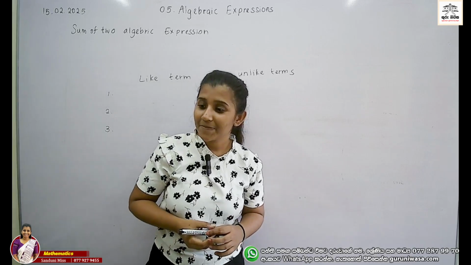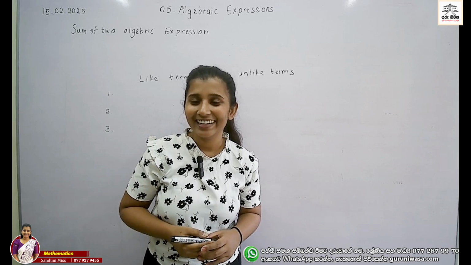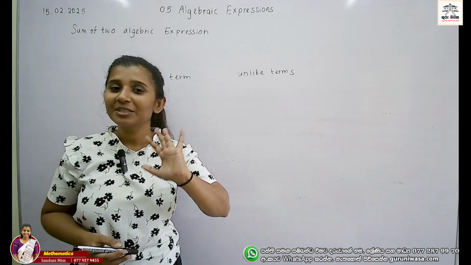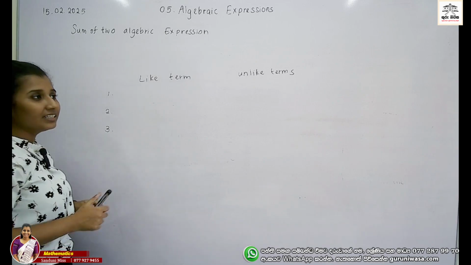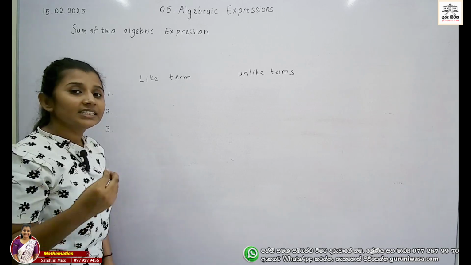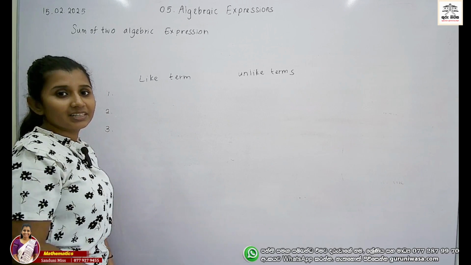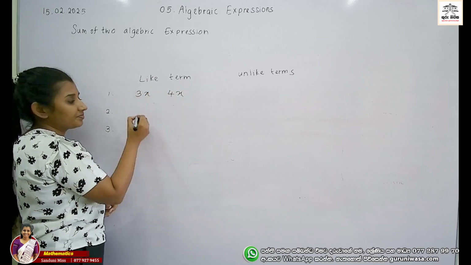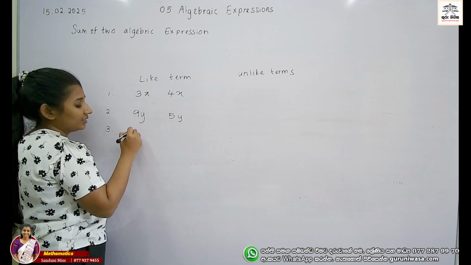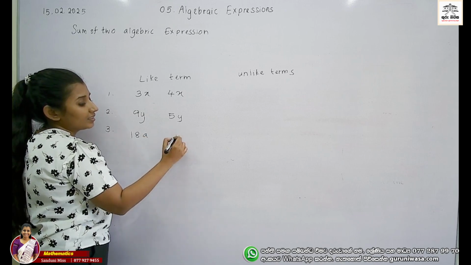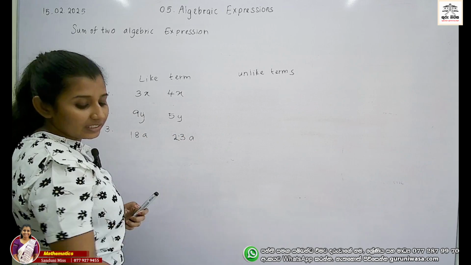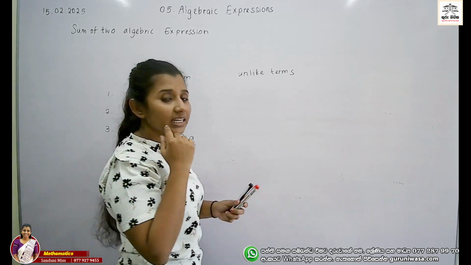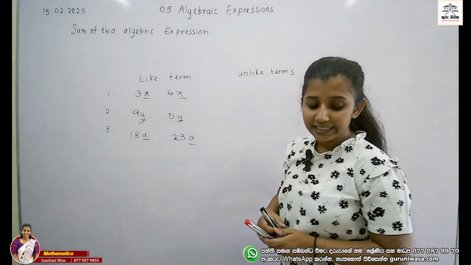Like terms are with the same alphabet letter. Terms with the same unknown. Very good. Different definition but the same idea. Like terms are the terms which have the same unknown term or the same algebraic term or the same English alphabet letter. If we take 3x, 4x, 9y, 5y, 18a, 23a, right? So these are like terms. Same algebraic term. It's same unknown term. We call it like term.